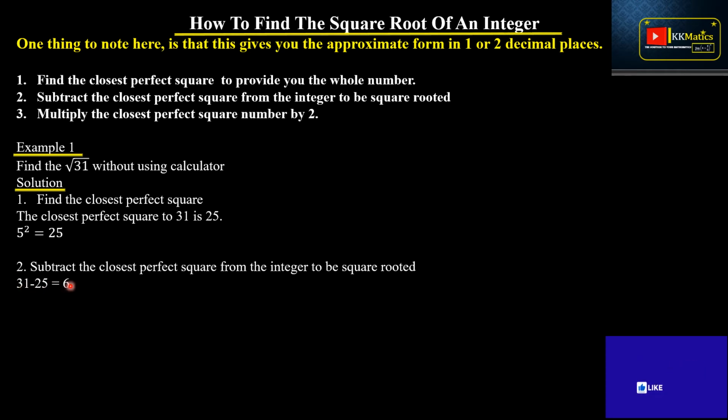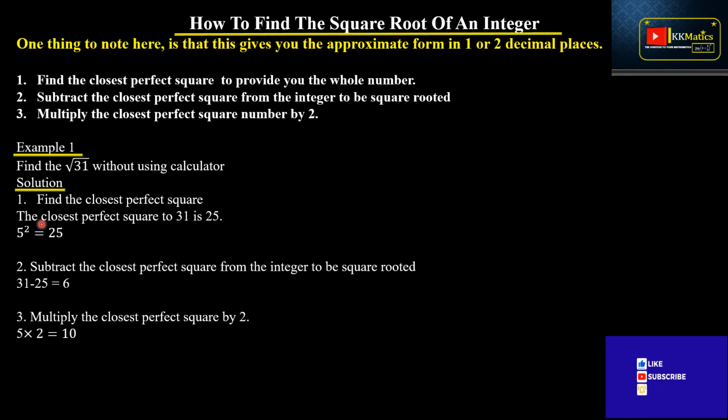Now, the third step here is to multiply the closest perfect square root by 2. Multiplying 5 times 2 gives us 10. So, considering that this is equal to 10, the next step will be for us to add the 5.